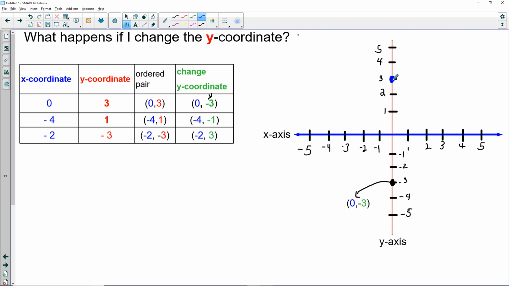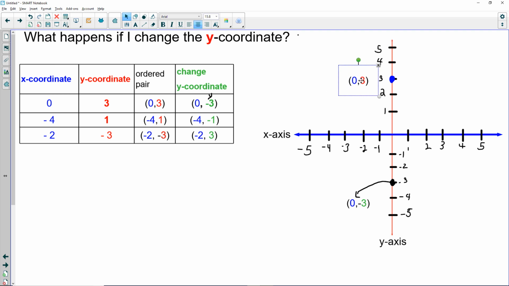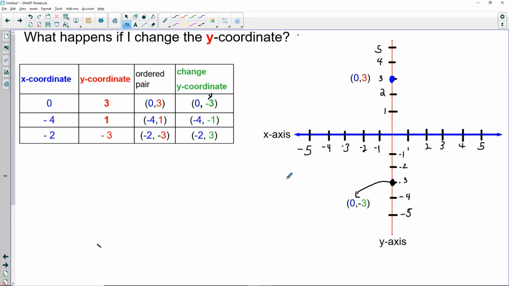Here is our original. And now I can label it right here. 0, +3. I keep wanting to say negative. So here is 0, +3. And then we have a reflection occurring at 0, -3 because we change the y.